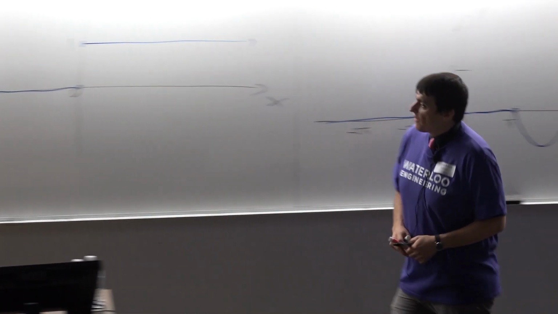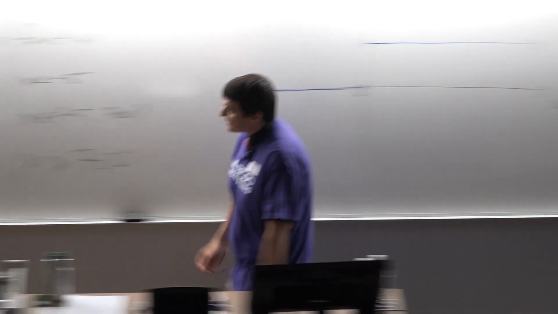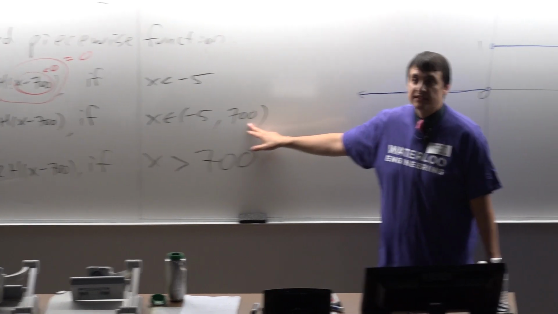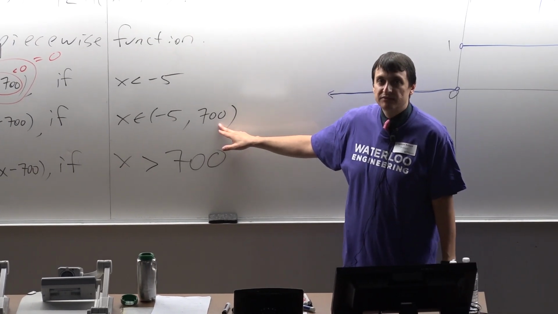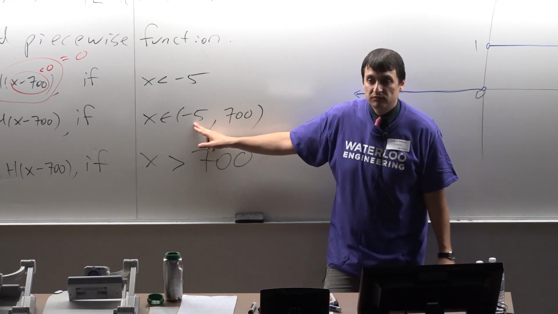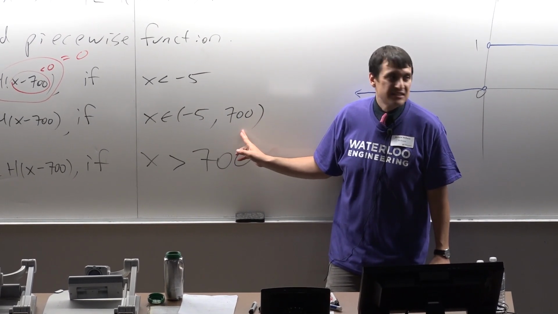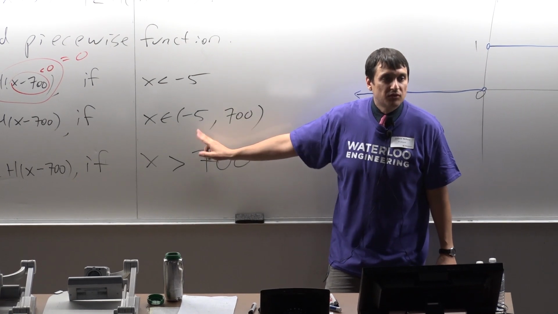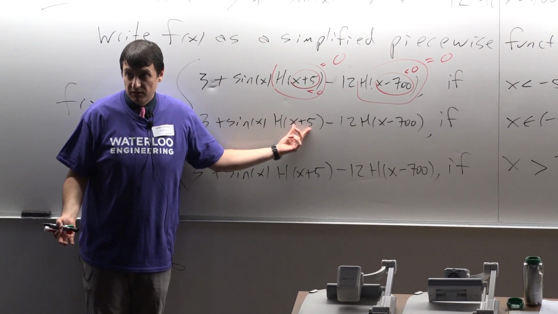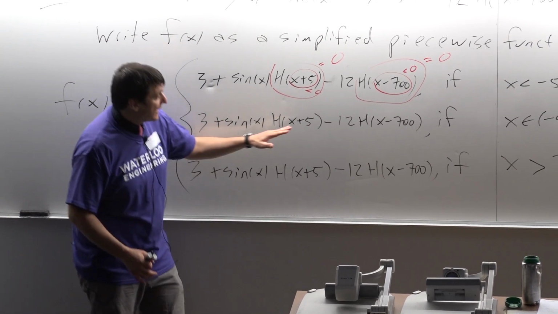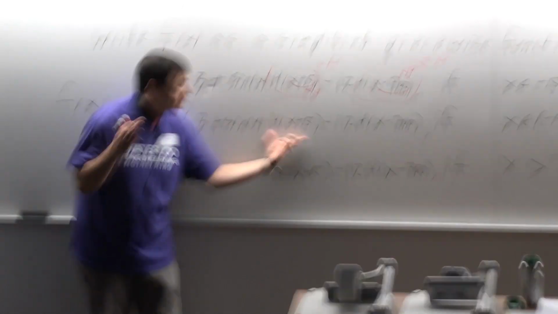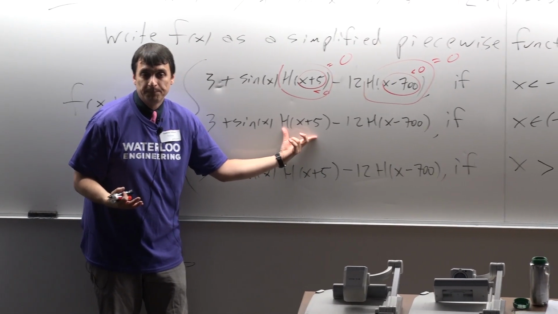So now let's do the same thing in the next line. I'm focusing on this piece right here, h of x plus 5. X is between -5 and 700. So the key piece of information is that x is greater than -5 now. The fact that x is less than 700 is less important to me. X is greater than -5, so x plus 5 is now positive. So if I input any number to the right of -5, x plus 5 is positive, so h of that positive number has to be a 1.